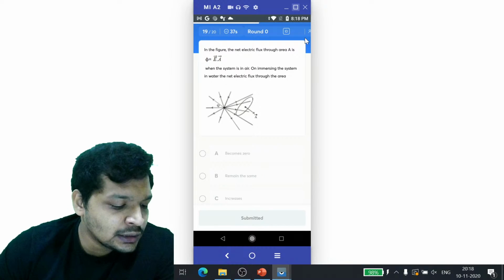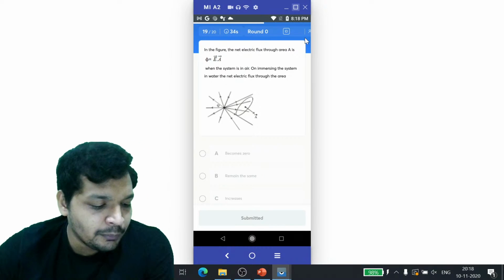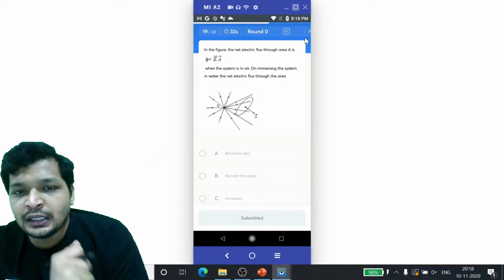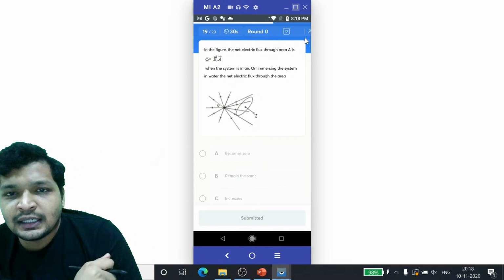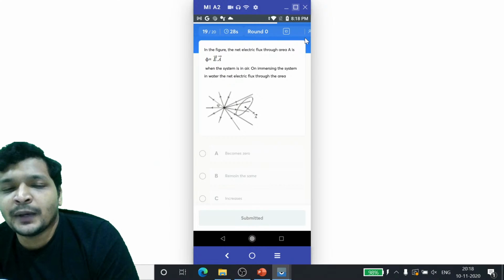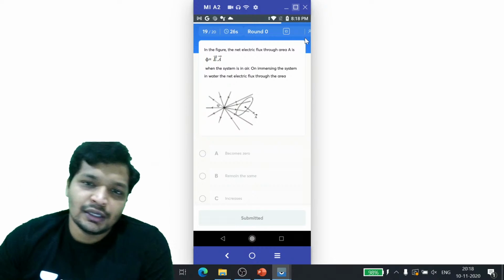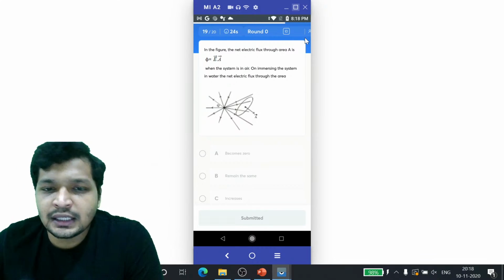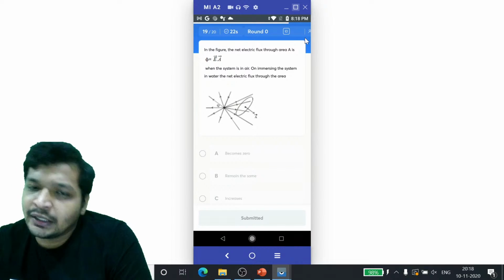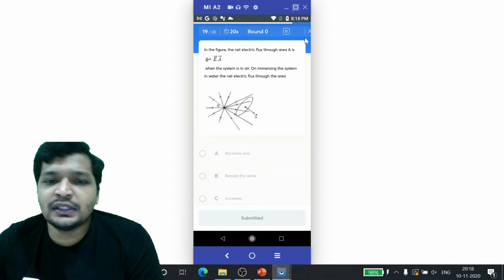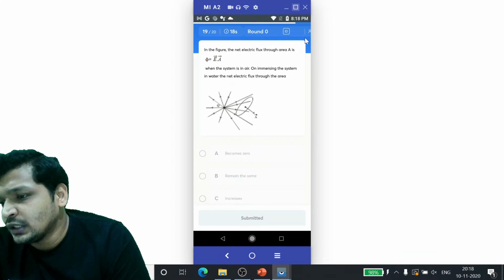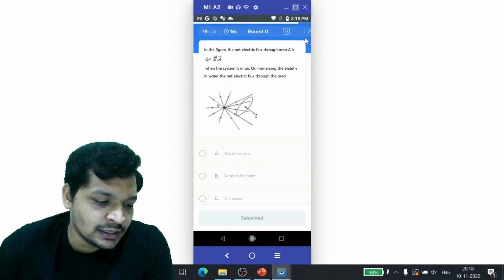So, a simple one anyway, but a very good concept. What happens on immersing in a liquid? We generally study flux is equal to Q by epsilon naught, but rather it's Q by epsilon, right? So the number of electric field lines decreases. Simple. Electric flux decreases. You can think about it that way, right? In a dielectric medium, the number of field lines decreases.